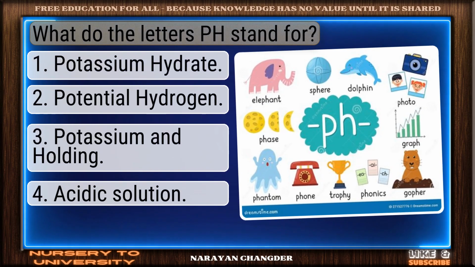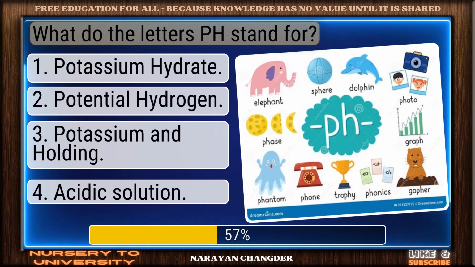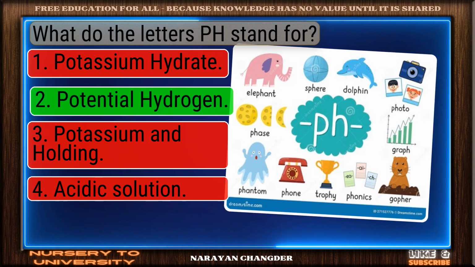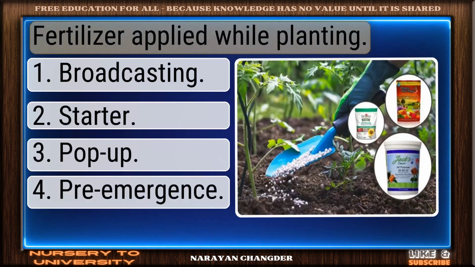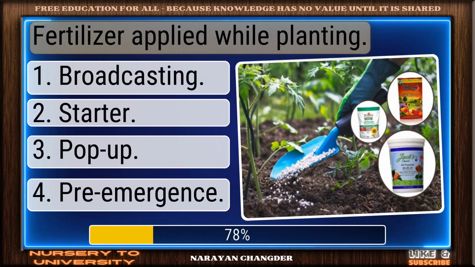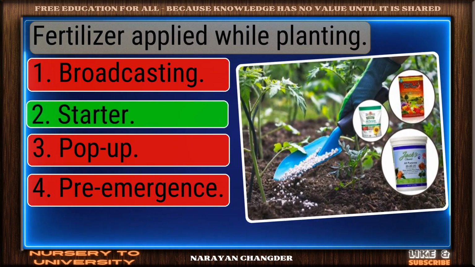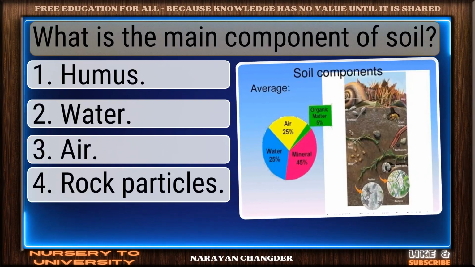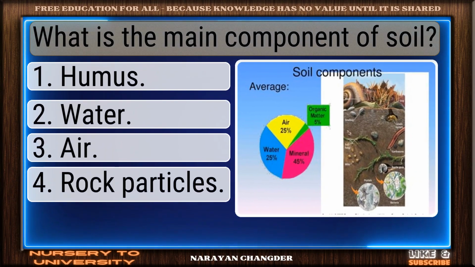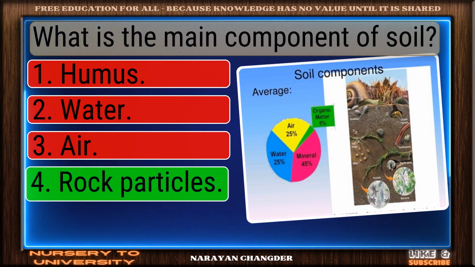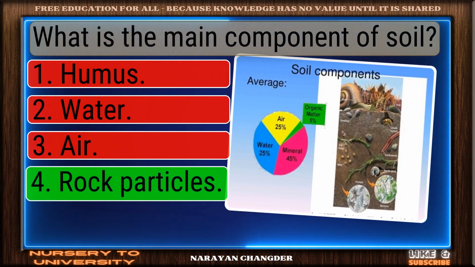What do the letters pH stand for? Great job. Potential hydrogen is the accurate answer. Fertilizer applied while planting. Exactly. Starter makes sense and it is the right choice. What is the main component of soil? Valid point. Rock particles is true.